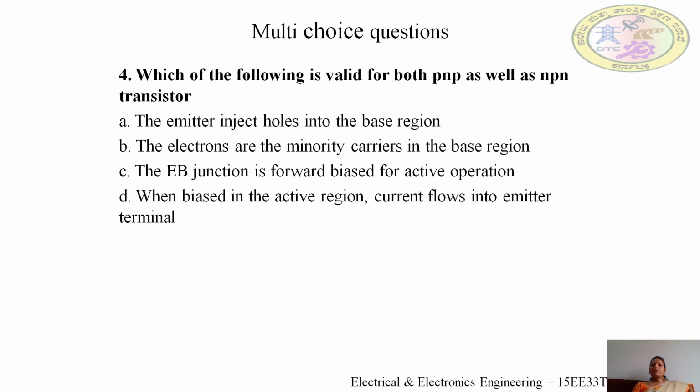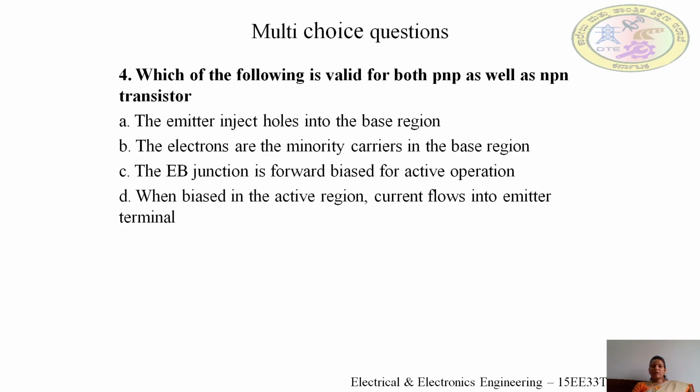The emitter injects holes into the base region. This is a wrong option because in case of a PNP transistor, it injects holes, but in case of an NPN transistor, the emitter injects electrons. So the first option is wrong. The electrons are the minority carriers in the base region.